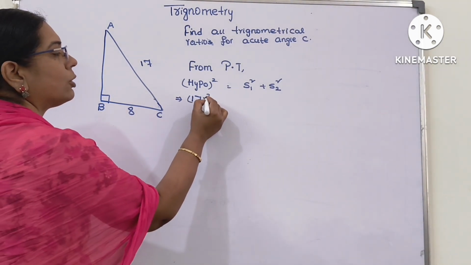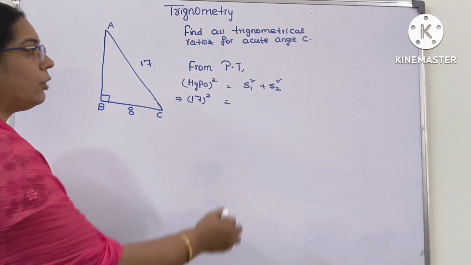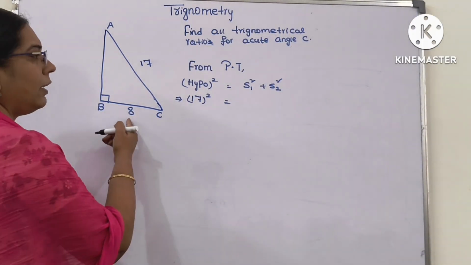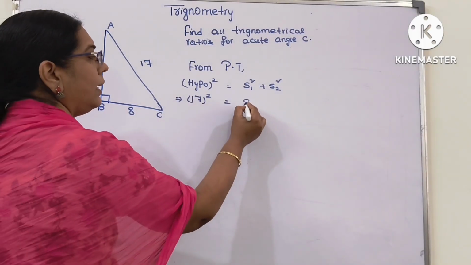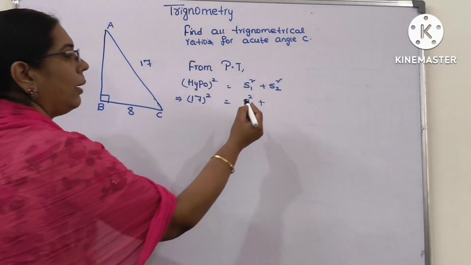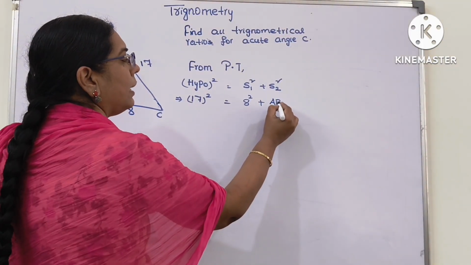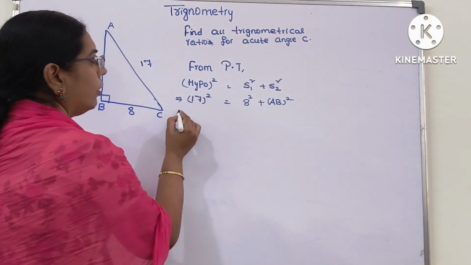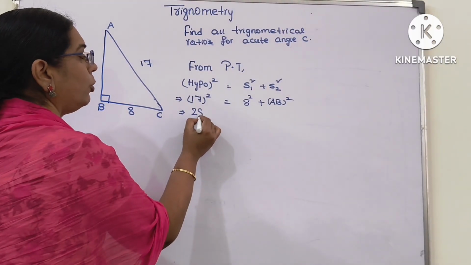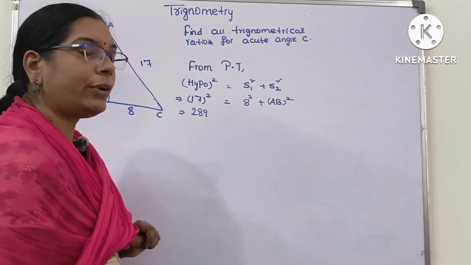So 17 square should be equal to, which is the side 1? You can consider either as side 1, doesn't matter. One side is 8, so 8 square plus what is the other one? AB. AB I don't know, so I will write it as AB square. What is 17 square, children? Yes, it is 289. You better know your squares till 25.